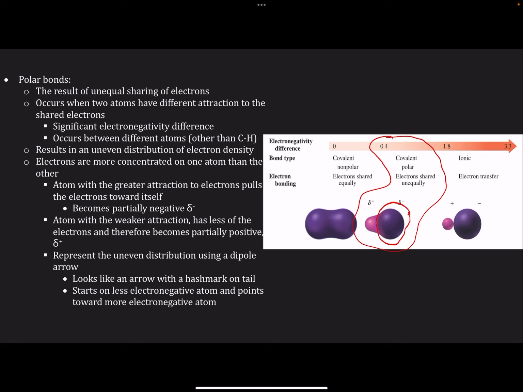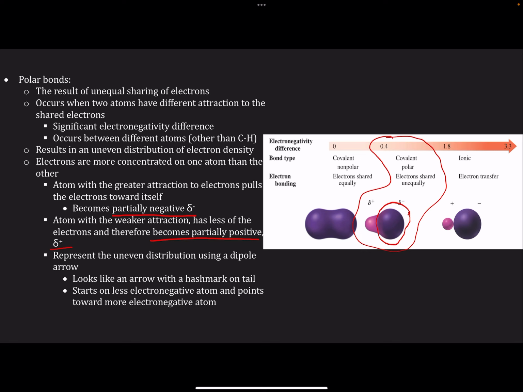This occurs with the atom that has the greater attraction to the electron. So the atom with the greater electronegativity pulls the electrons towards itself because it's more attracted to them. As a result of having that negative charge being pulled towards one end of our bond, it's going to generate a partial negative charge. The atom with the weaker attraction, which has less of the electron density, becomes partially positive because the electrons are moving away from that. Its nuclear charge, those protons become more prevalent, and we get a partially positive charge.